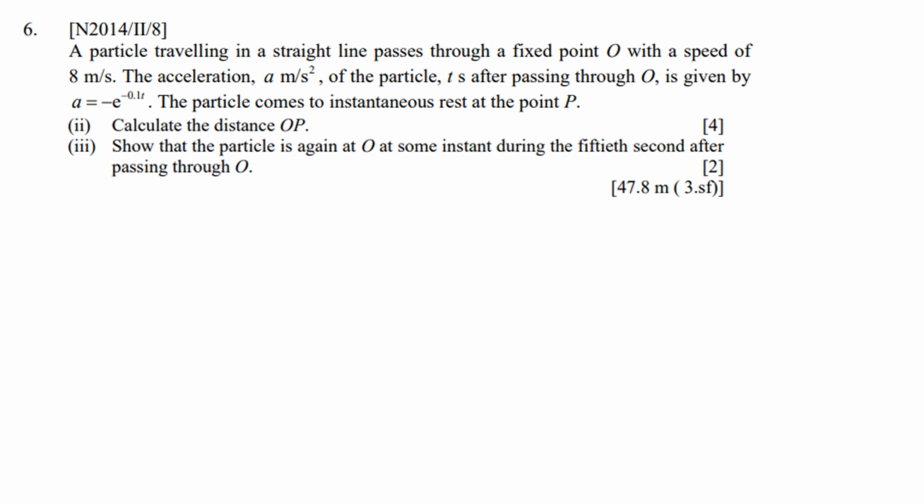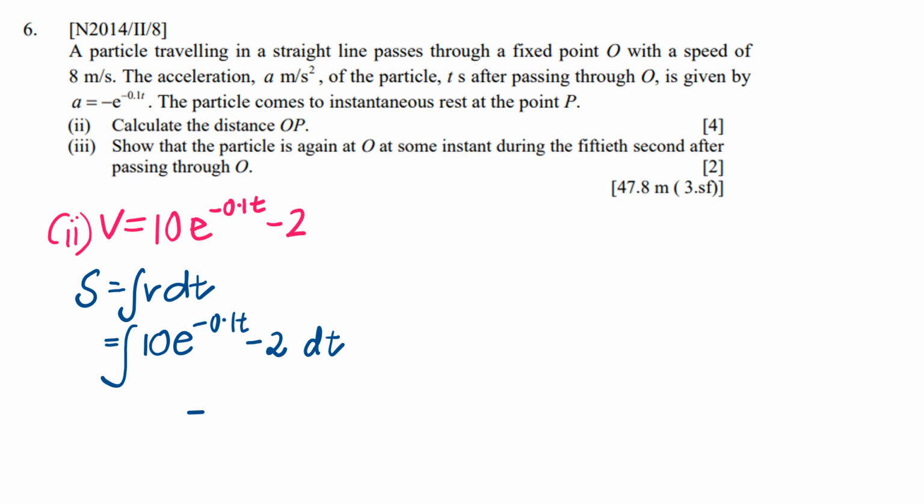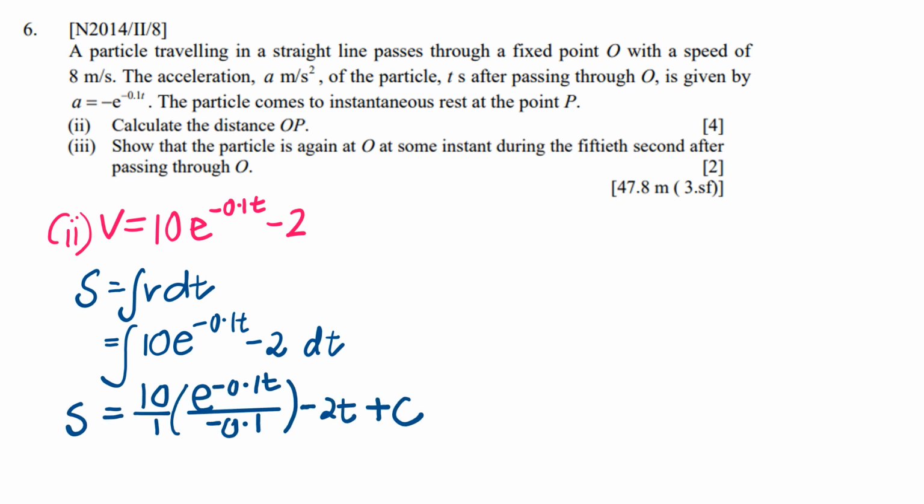Alright, let's look at the next two parts, part 2 and part 3. For part 2, we are asked to calculate the distance OP, which means I need to integrate velocity with respect to time. You integrate e to the power negative 0.1t and you get e to the power negative 0.1t over negative 0.1, because when you differentiate negative 0.1t, you get negative 0.1. And not to forget plus c. Here we need to find the constant c. At point O, t is 0, and the distance starts from there, so when t is 0, s is equal to 0.